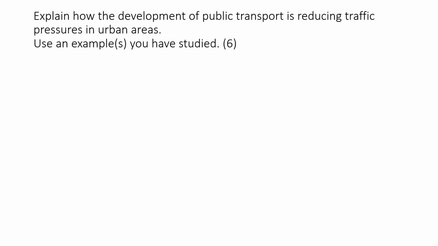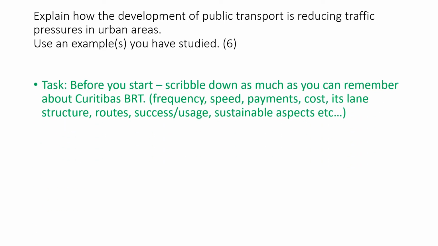And the example is the bus rapid transit that was developed in Curitiba to try and get people off the roads and onto public transport. So before you start on this question, you need to scribble down now in your book as much as you can remember about Curitiba's BRT system. I've given some ideas in brackets there. How frequent was the bus service? How quickly did they manage to get the bus service up and running? Roughly, how much did it cost? Now, I don't need a number here, but was it expensive? Was it cheap? How did people make payments?